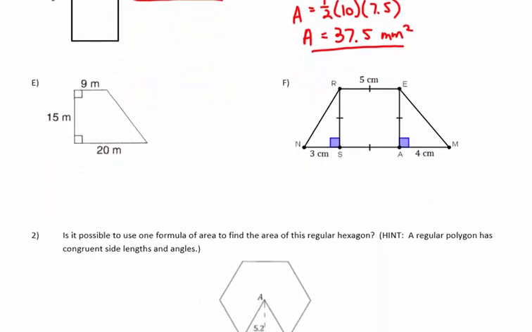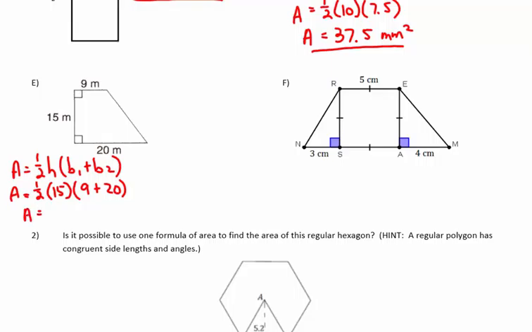Letter E is an example of a trapezoid. So 1/2 the height times base 1 plus base 2. Doesn't matter which one you call base 1 or base 2 because 9 plus 20 is the same as 20 plus 9. The height, though, is the one that's between the two bases. So 1/2 15 times 9 plus 20. And if I were to do this in my calculator, 20 and 9, that's 29 times 15, and then half of that is 217.5 meters squared.